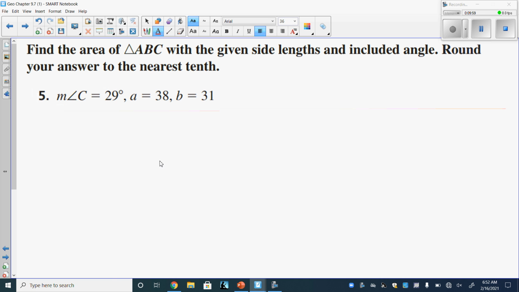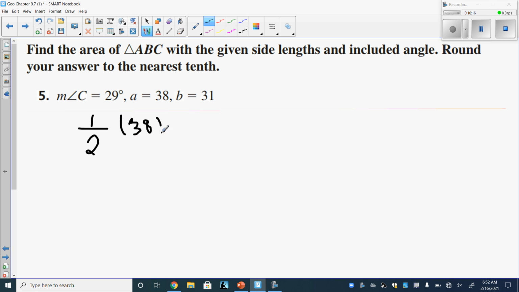So we have one last one. This is the last one we're going to look at for today. And again, we're given the two side lengths and the angle in the middle. And since we're given the two side lengths and the angle in the middle, we can take 1/2 of 38 times 31 sine of the angle in the middle, which is 29. So our formula is 1/2 times the two side lengths times the sine of the angle in the middle. So that'd be 1/2 of 38 times 31 sine of 29.